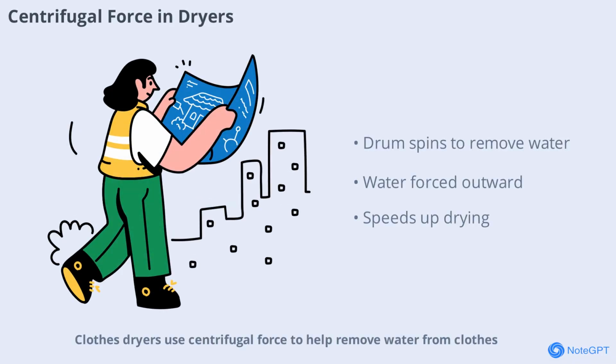Clothes dryers use centrifugal force to help remove water from clothes. As the drum spins, water is forced outward through the holes while the clothes are pressed against the drum's wall. This process speeds up drying and is another practical application of centrifugal force in household appliances.